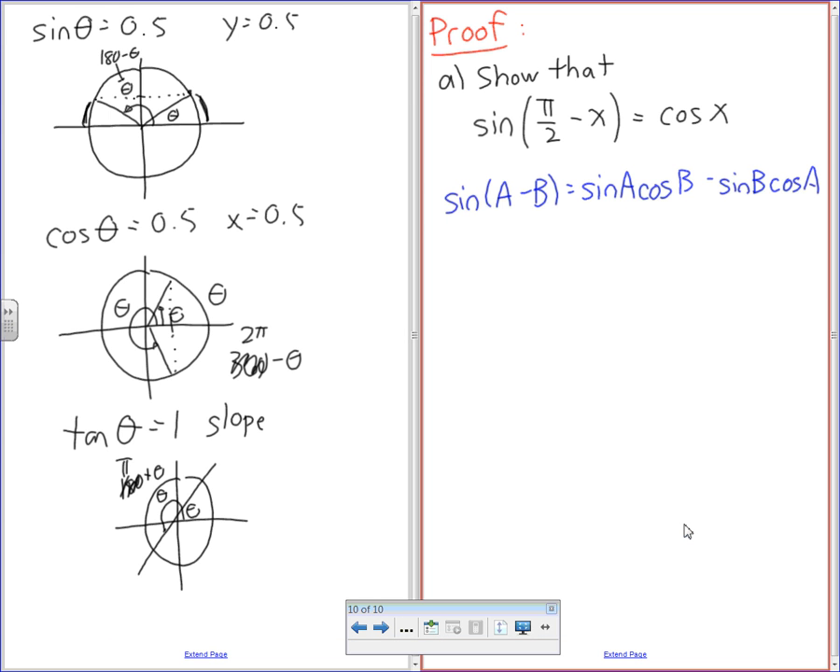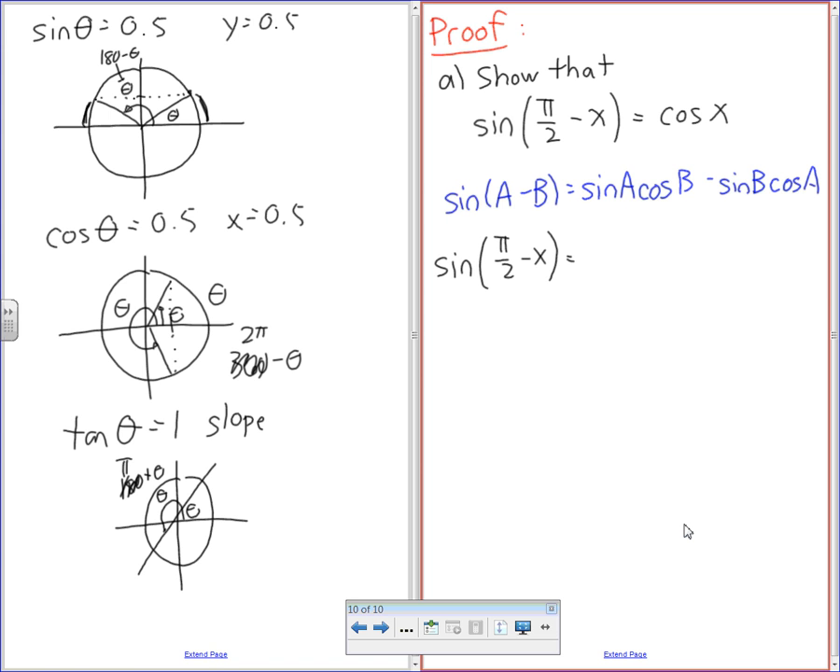All right, back to this here right now. So this one, we are going to use our sine of A minus B identity. Very good inspiration here. So the A we're just going to say is pi over 2, and the B is just going to be x. So I'd like you guys to right now solve that. So I'm going to write this as sine of pi over 2 minus x.